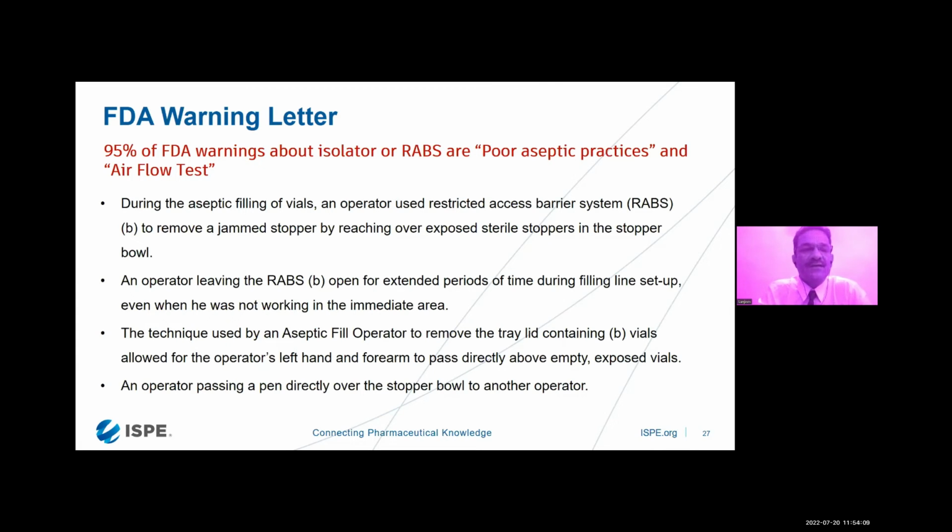So here I have listed down some of the points, like during the aseptic filling of vials, the operator used the restricted access barrier system to remove a jammed stopper by reaching over the exposed sterile stoppers in the stopper bowl. So when you're going to do any manipulations in the critical areas, basically your hand is going to move above the objects which have been pre-sterilized, and by doing that, your glove can also touch the objects, making it non-sterile.